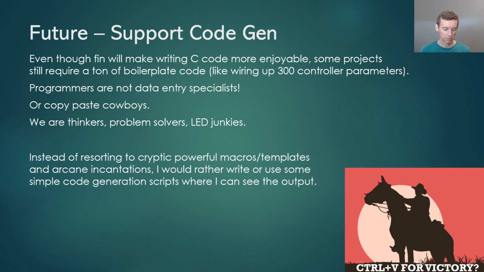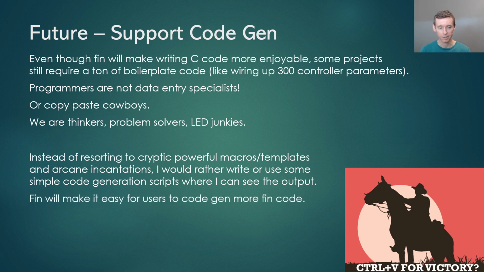And in comparison with other languages, the approach that I want to take is to be more explicit with our code gen and have the generated code be a part of your project, rather than something that's hidden from you as the user using powerful macros and templates and arcane incantations. I'd rather write something simple that generates new Fin code that I can see, and also check into Bitbucket or Git so that people can review it as well. So a goal of Fin: make it easier.